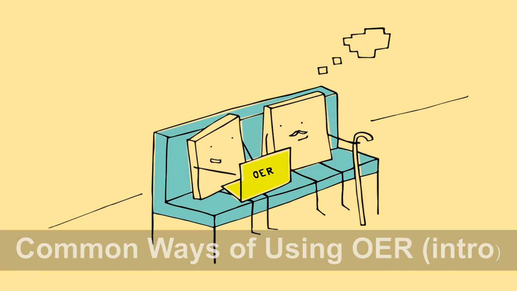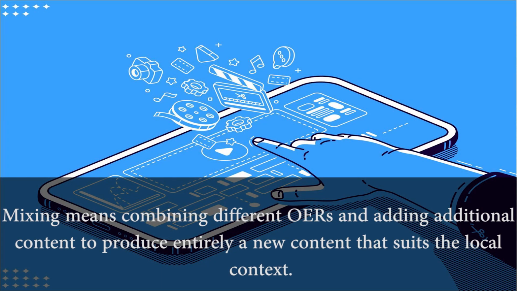Now, let us discuss if the teachers have the facility or freedom to use any such open educational resources which are available in the internet, then how you will use it in your teaching learning purpose. The Commonwealth of Learning in 2015 has given 3 broad ways. Of course, this is not limited to these 3 ways, but we can use in these 3 ways. The first one is mixing, which means you can combine different OERs and add additional content to produce an entirely new content that suits your local context.